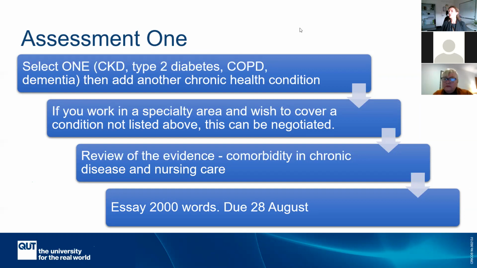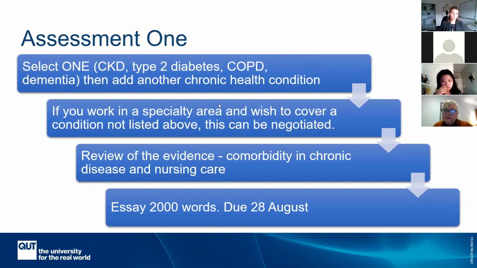For assessment 1, you need to select one of those chronic diseases and then add another one to that, which coexists. If you work in a specialty area where you see people who are living with something completely different that's not on that list, I'm very happy for you to work with that in your assessment. Just let me know, perhaps by email, so we can make sure that you're on the right track.